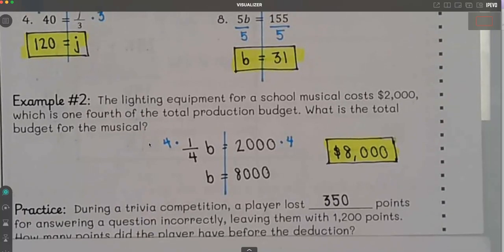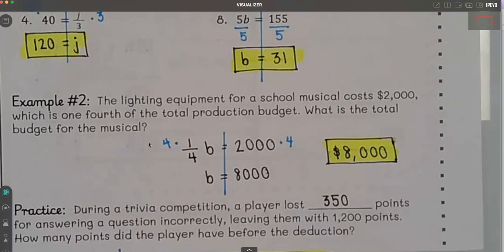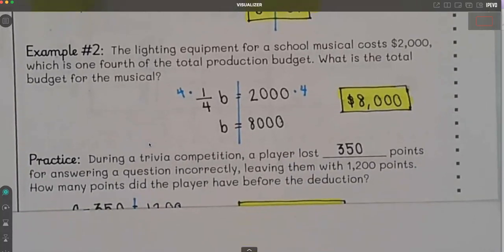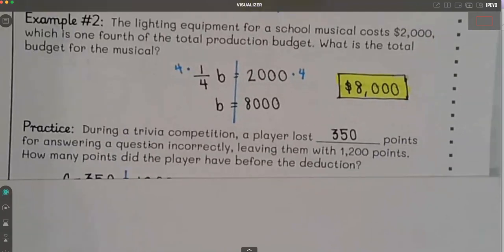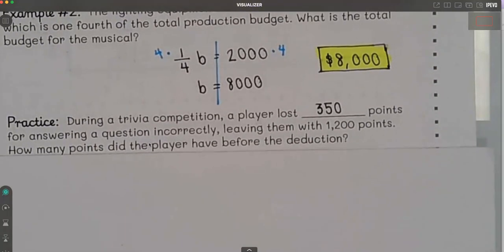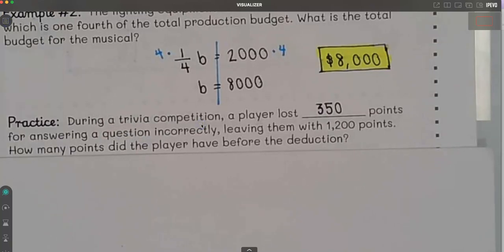Any questions on how I got this? Do you guys feel like you can solve a similar one? All right. I'll leave this up here. Here is the practice problem. During a trivia competition, a player lost 350 points for answering a question correctly, leaving them with 1,200 points. How many points did the player have before the deduction? All right, when you have your answer, please hold up your board.